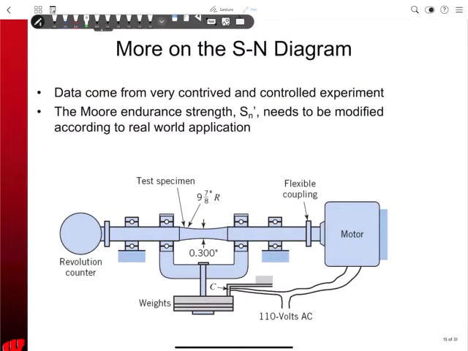All right, what's next? So here's where the data comes from. As I mentioned, a very, very special specimen. What I think is great is they've got a really nice model of the motor and the revolution counter and all these nice bearings and stuff like that.